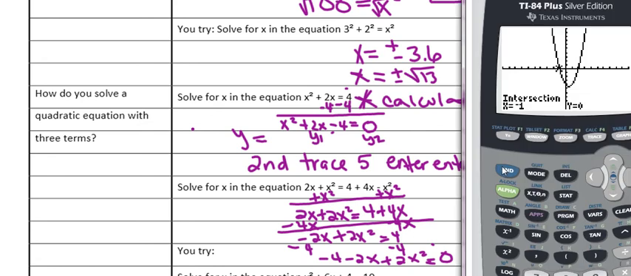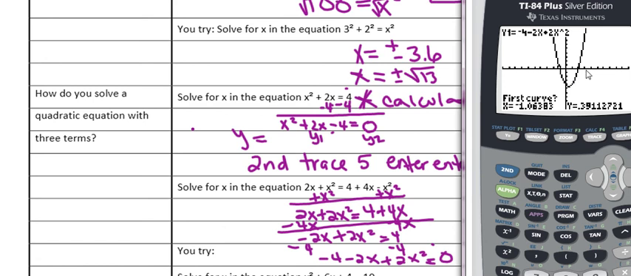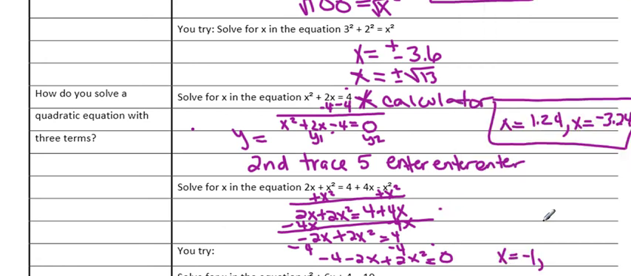Now I have to do second, trace, 5, and I have to scroll over so that I'm on my positive side of the x-axis. So I want to be above that x-axis in the positive. So I press enter 3 times, and I should get a positive value. X is equal to 2. So I have a positive and a negative x value.